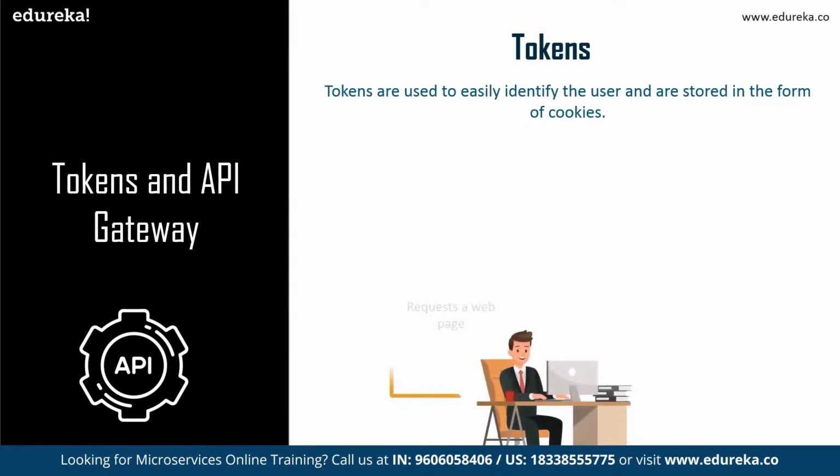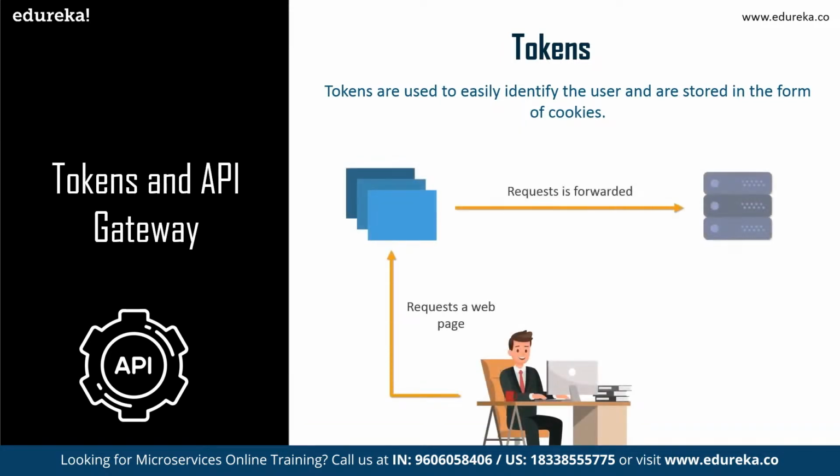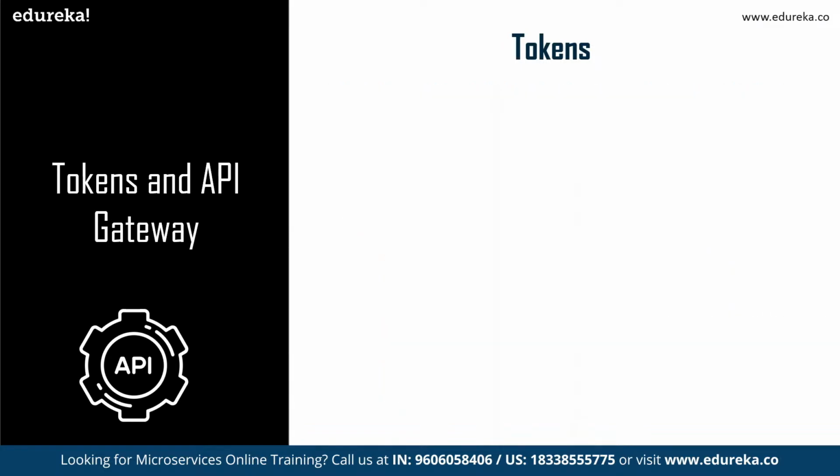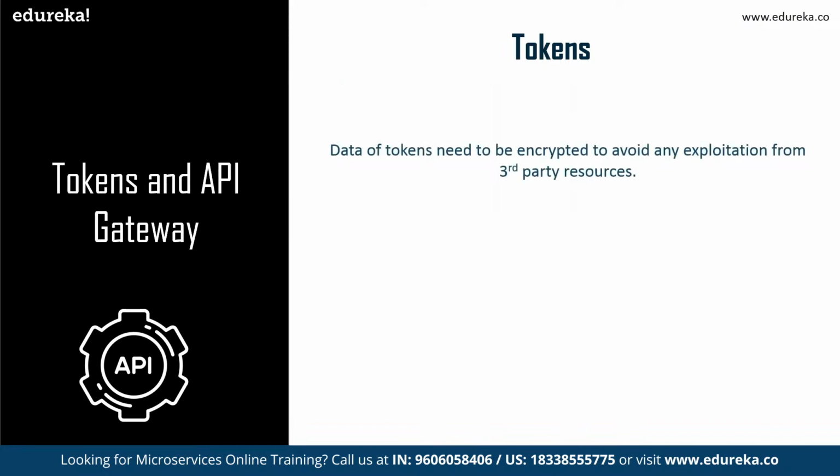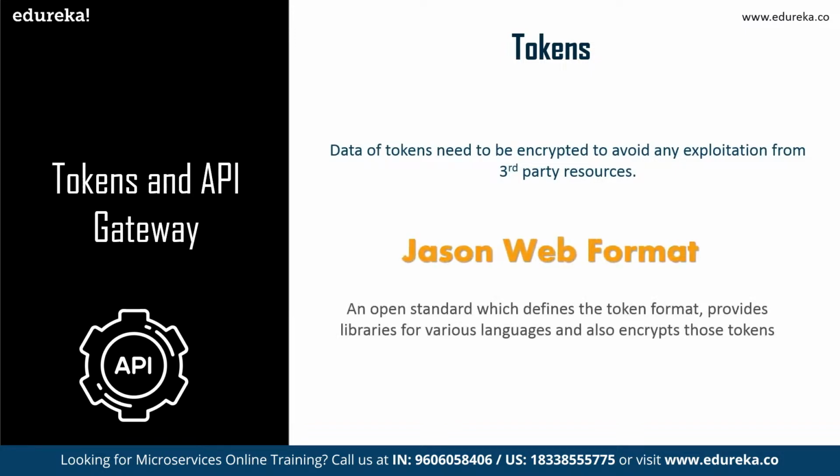Now, each time a client requests a web page, the request is forwarded to the server, and then the server determines whether the user has access to the requested resource or not, right? The main problem with tokens is that the user information is stored. So the data of the tokens needs to be encrypted to avoid exploitation by third parties. JWT, or JSON Web Token, is an open standard which defines the token format, provides libraries for various languages, and also encrypts the user details, right?